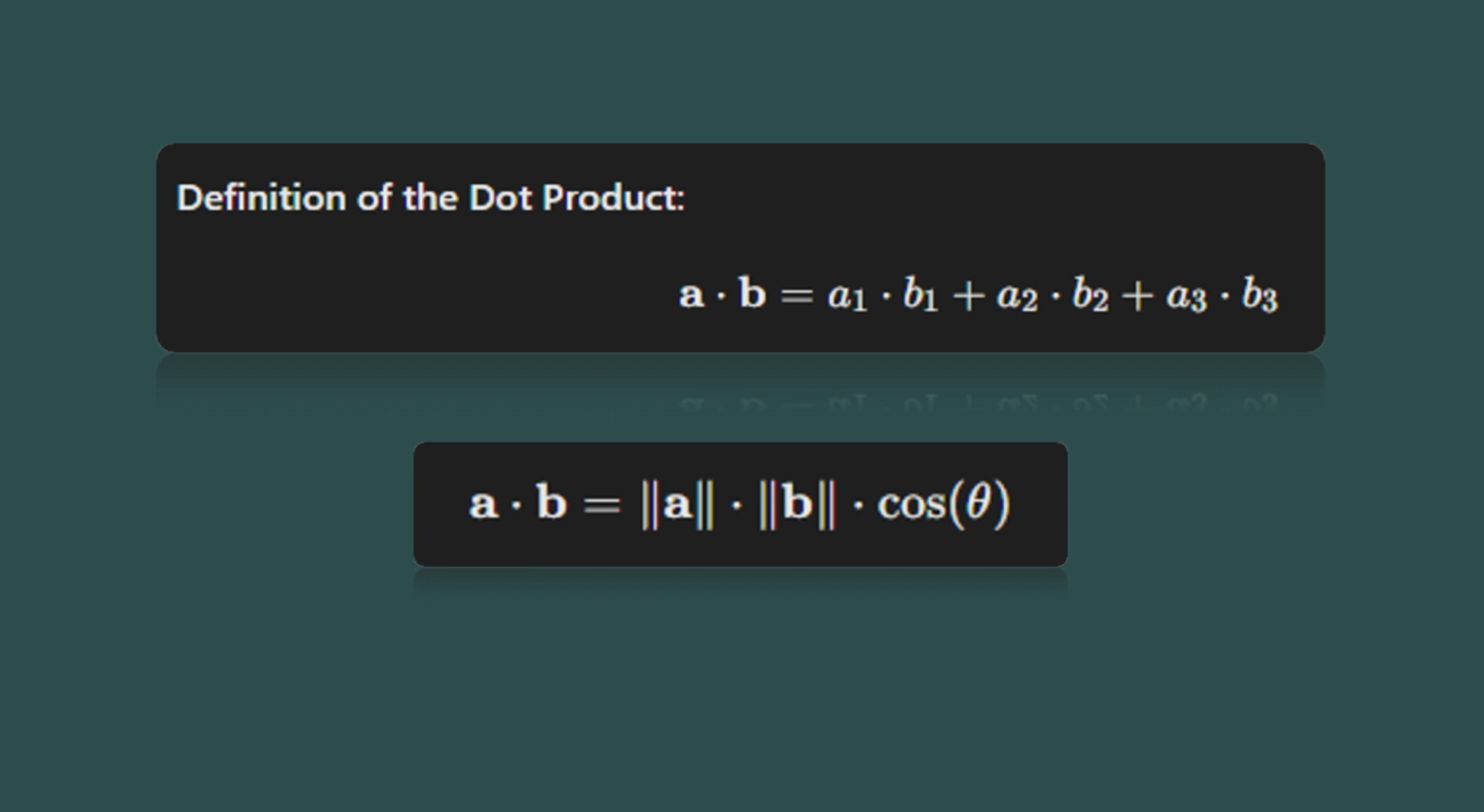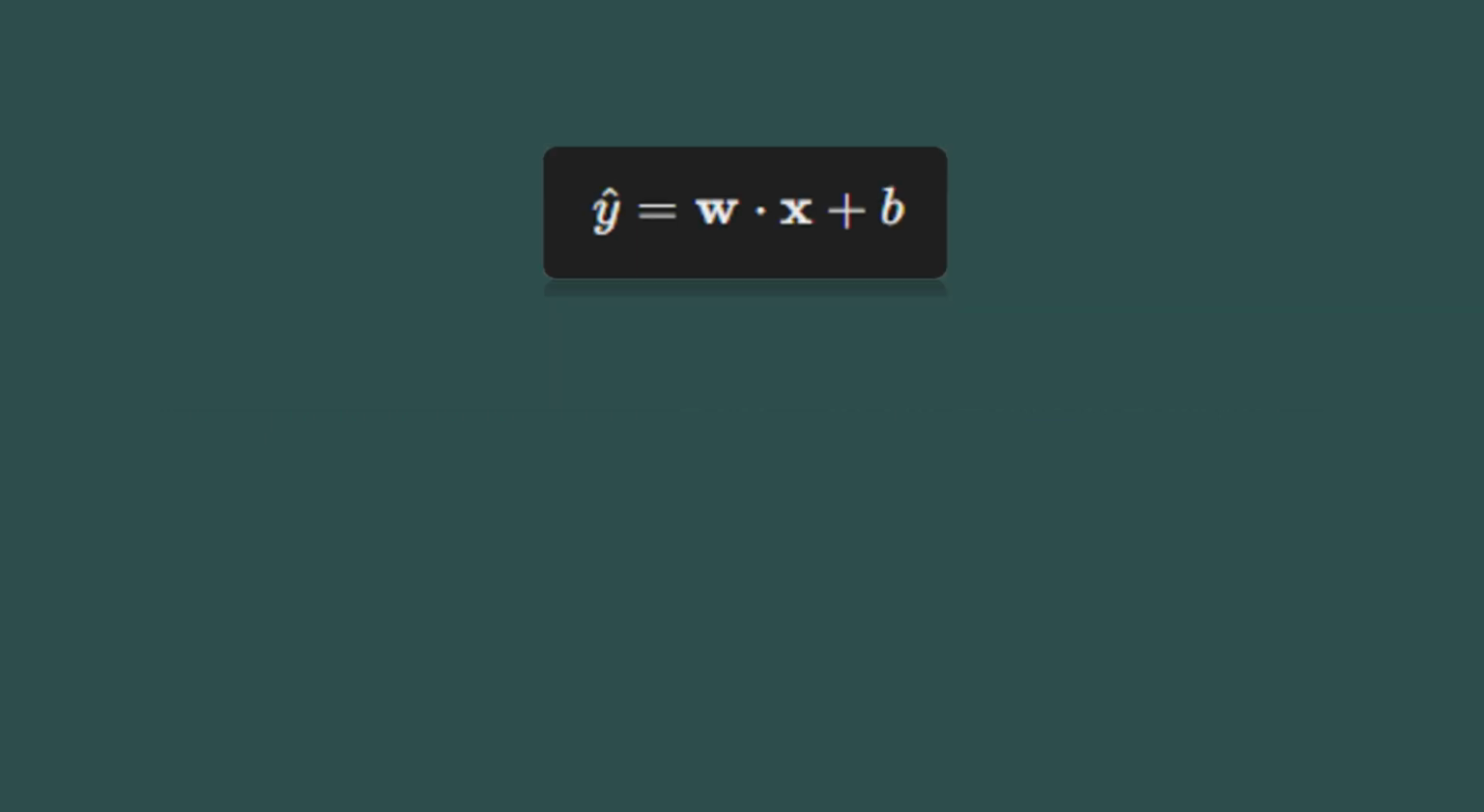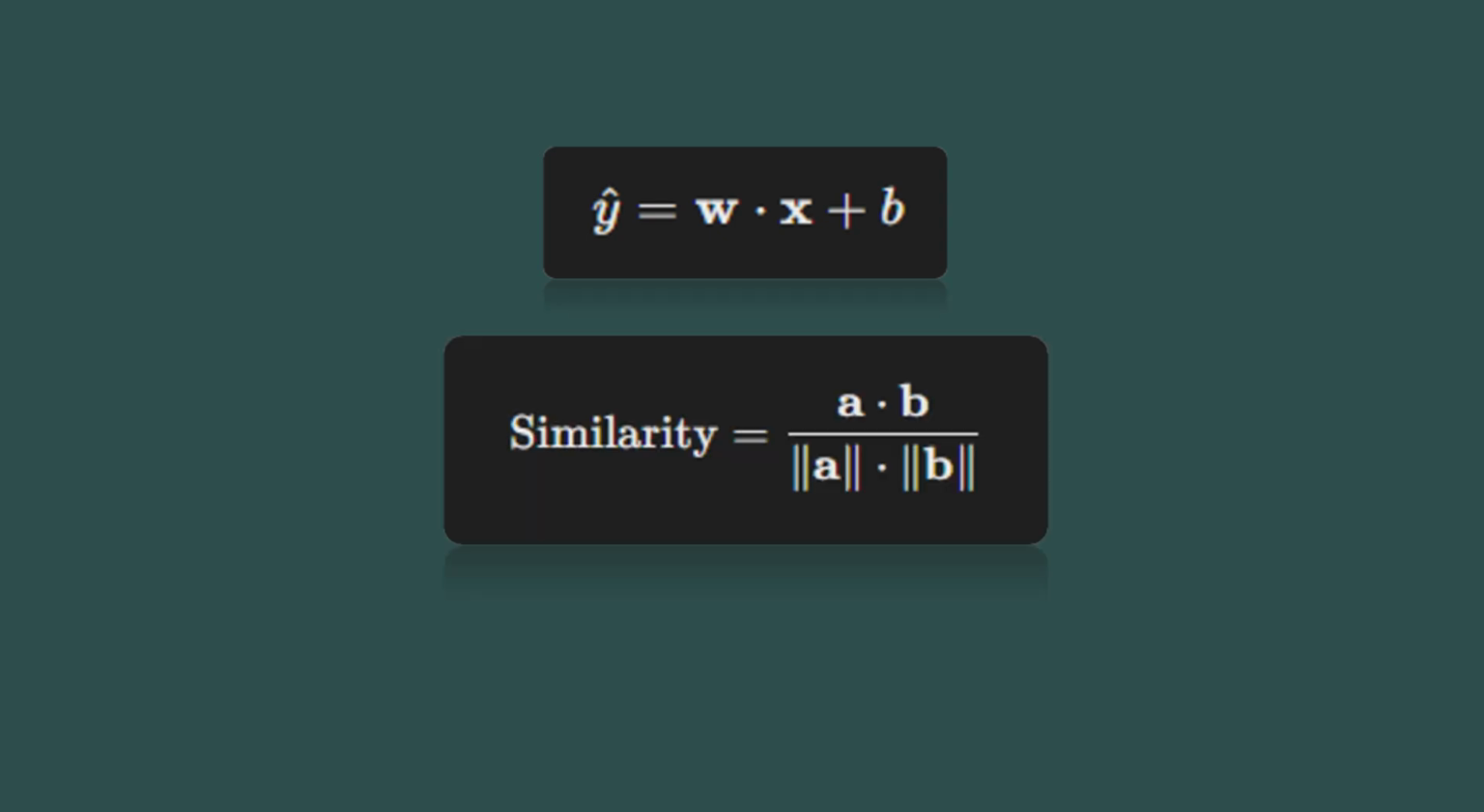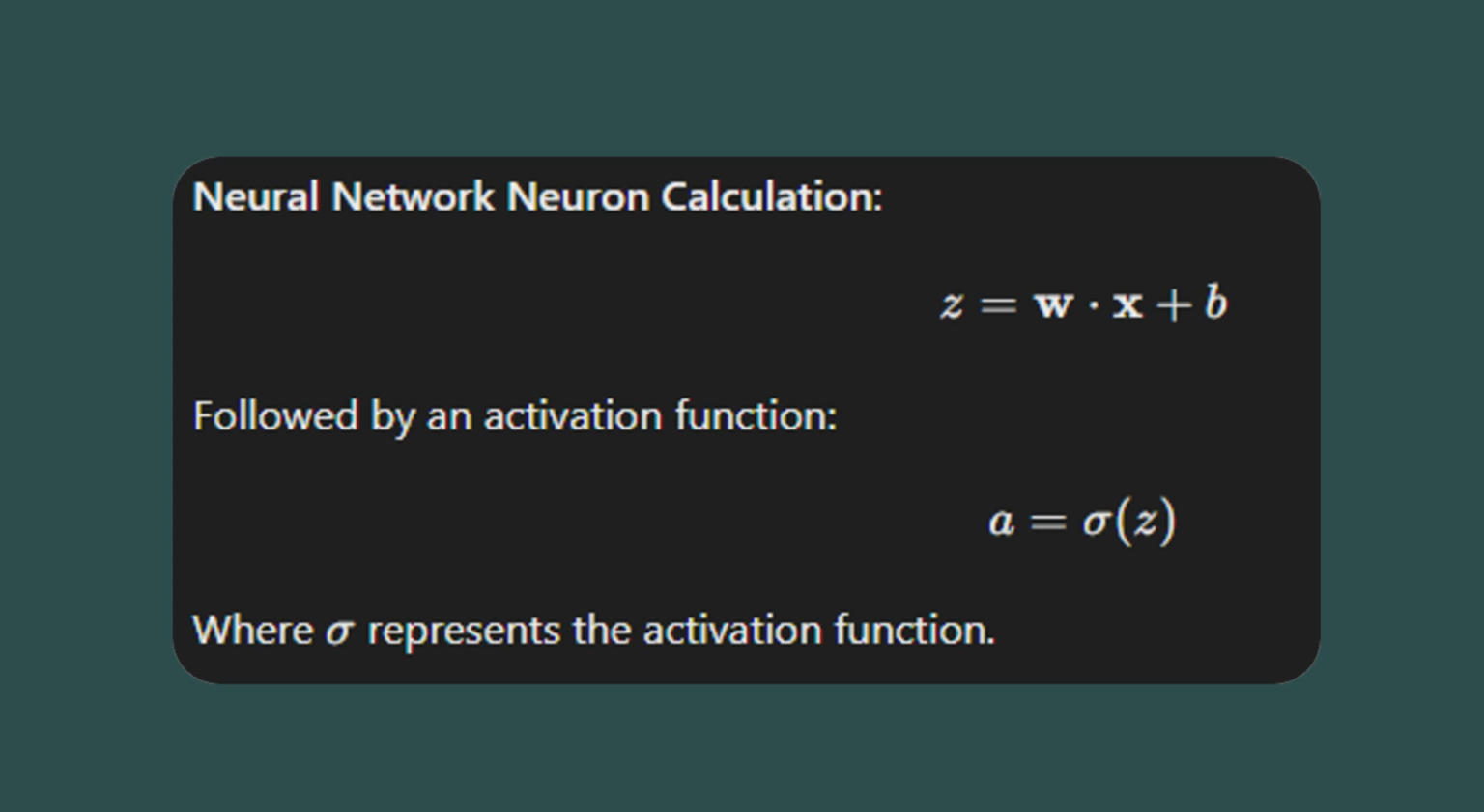In machine learning, the dot product shows up everywhere. In linear regression, it calculates the predicted value by combining the weights and the input features. In recommendation systems, it measures how similar a user's preferences are to an item's features. And in neural networks, it forms the core operation in each neuron, combining inputs with weights to produce an output. The dot product is also used in support vector machines, cosine similarity, and dimensionality reduction techniques like principal component analysis.